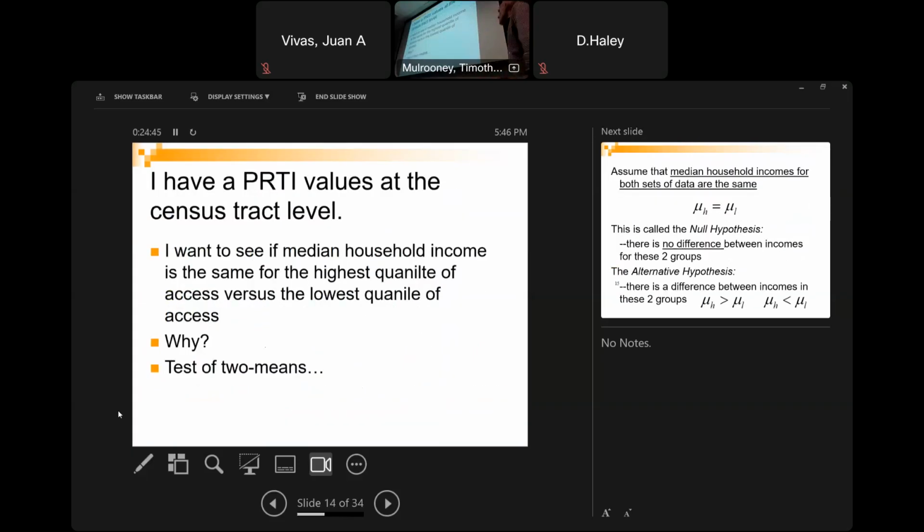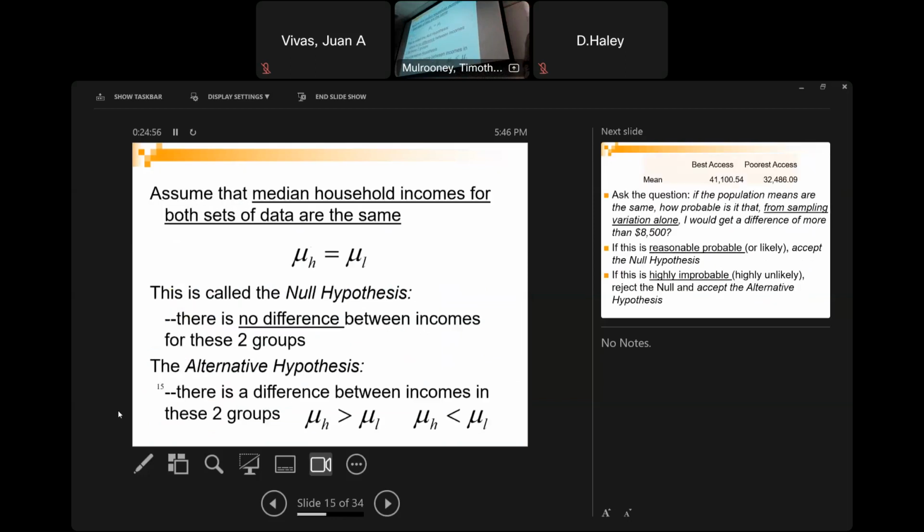Going back to our question: I want to see if median household income is the same for the highest quantile versus the lowest quantile. We're going to use something called a two-tailed t-test. At my conference last week, I used this. We have something called the null hypothesis. We're going to assume that this low access area has the same income as the people in the high access area. That's our null hypothesis.